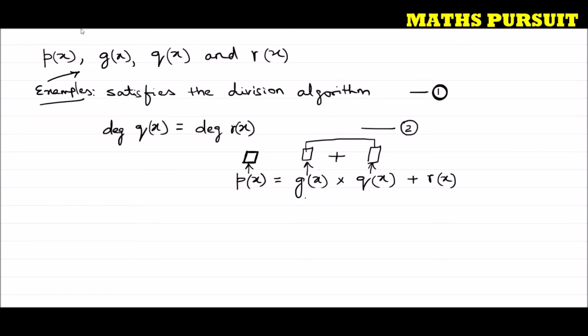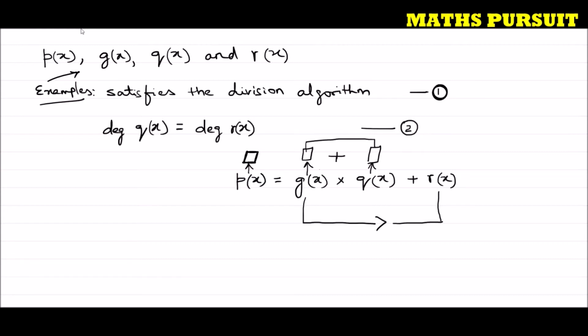Now the other most important thing is that the degree of g(x) is always greater than the degree of r(x). Why? Because if you remember, our division process stops when the remainder is less than g(x). Unless and until the remainder is more than g(x), our division process will continue. But once the remainder reaches a point where it is less than g(x), our division process stops. Now keeping these things in mind, let us see how we are going to frame a polynomial.